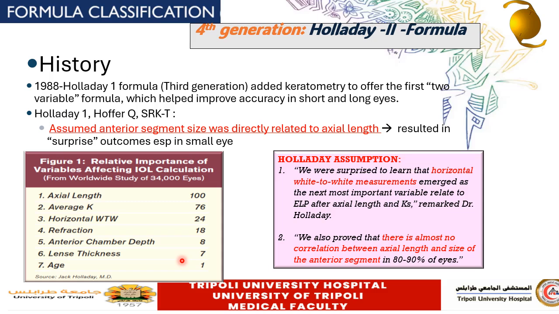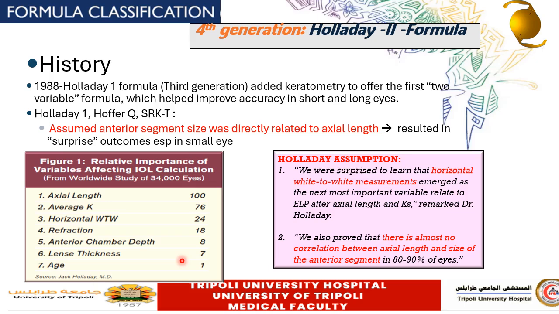With the concurrent evolution of topography machines, it became easy to measure the white-to-white diameter. During the era of the third generation formulae, it was not possible at that time to measure the white-to-white diameter because there were no machines that could measure it. They depended on manual calculations. But during the evolution of the Holladay 2, the white-to-white principle was added and it was easily measured by topography.